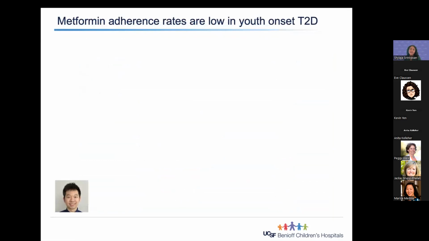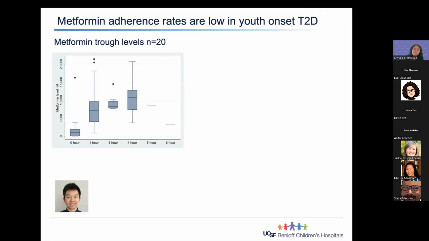Like I said, we haven't developed a population PK model yet, but we did some interim analysis, and I wanted to share some of that data. So this is work that is led by Kevin Yen, who is a third-year pediatric endocrine fellow in our division and a soon-to-be new faculty member.